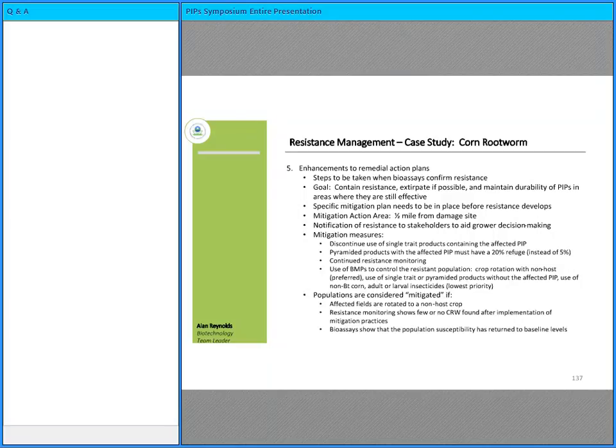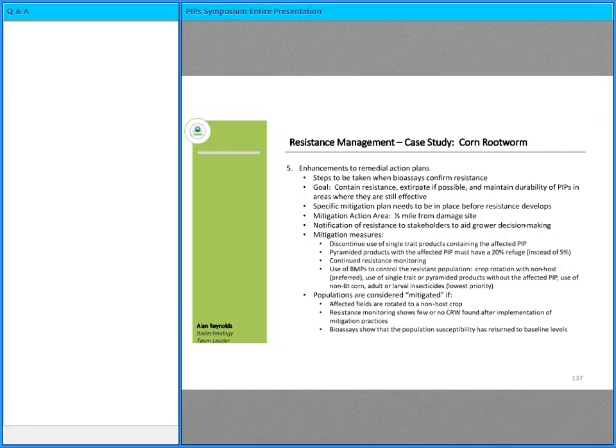A major aspect of the remedial action strategy is notification to stakeholders. We want to ensure that growers are able to make informed decisions and are aware if there is resistance in their county or their immediate locality, so that they'll have that information available and can make appropriate decisions at planting time. So, some of the specific mitigation measures used in this mitigation action area: the first, again, sounds obvious, is to discontinue the use of single trait products that contain the affected PIP.